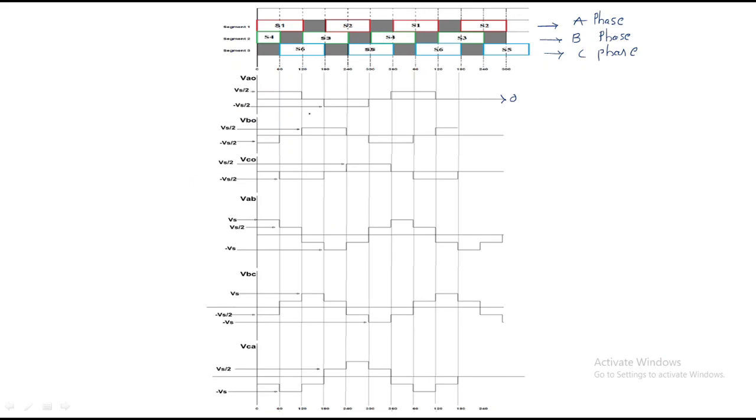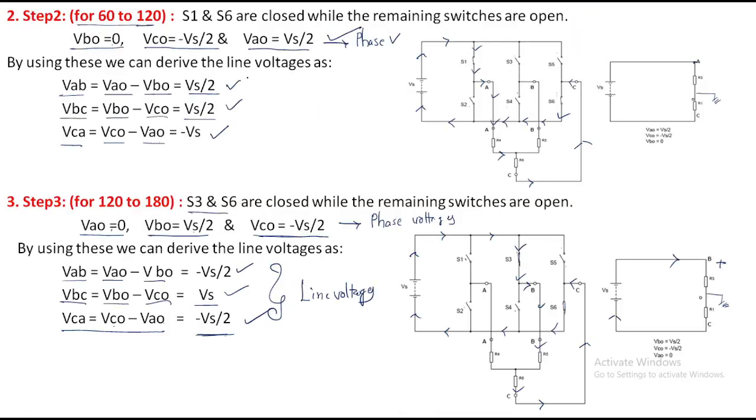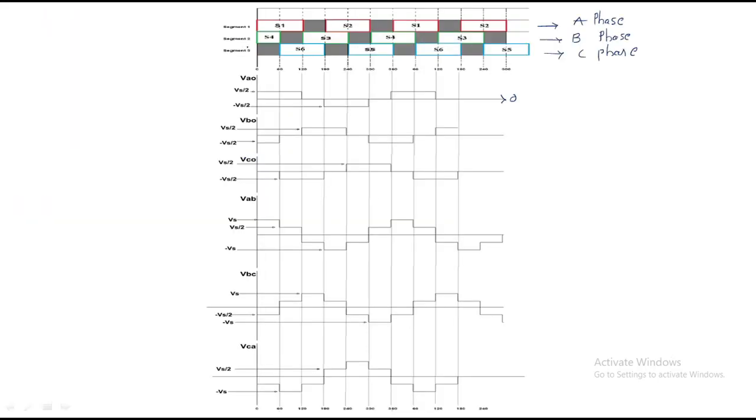This is Vs by 2, and for 0 to 60 degrees, VA naught value is again minus plus Vs by 2, that's why it increases. For 120 to 180, look at the waveform, you will get 0. For 180 to 360 you will get minus Vs, and you will get 0 like that.